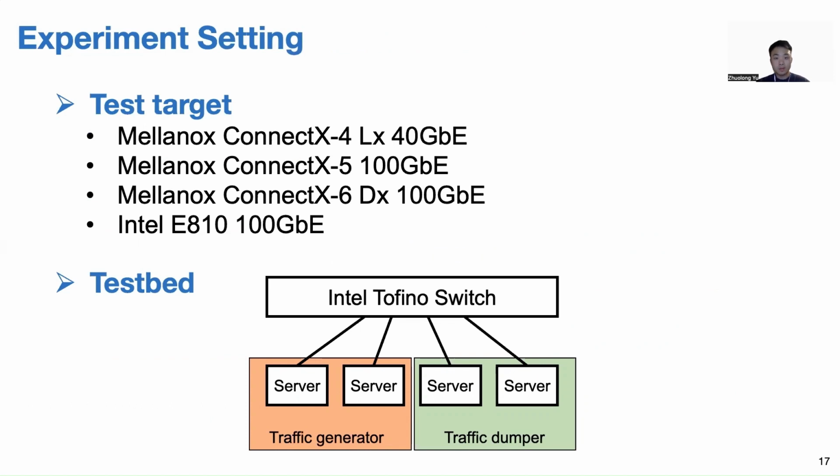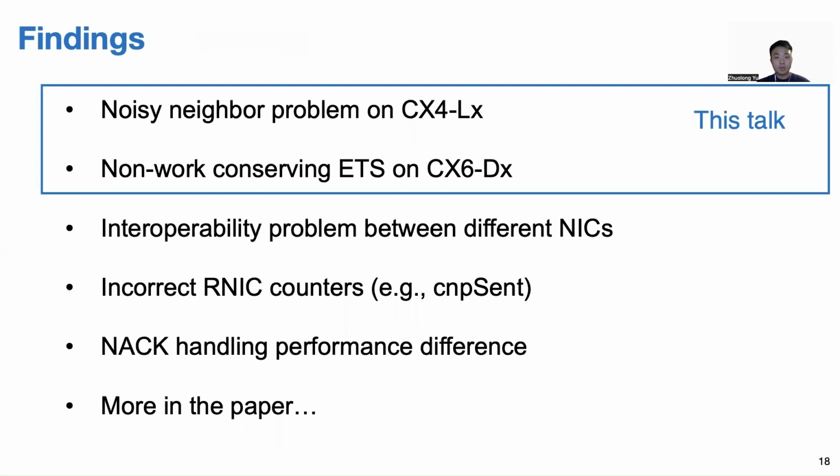We tested 4 NICs from 2 vendors. In our testbed, we have 4 servers connected by a switch. 2 of the servers are traffic generators, and the other 2 are traffic dumpers. We have tested different network behaviors, such as retransmission, congestion control, and performance isolation. And we have found several bugs using Lumina. In this talk, I will discuss 2 of them.